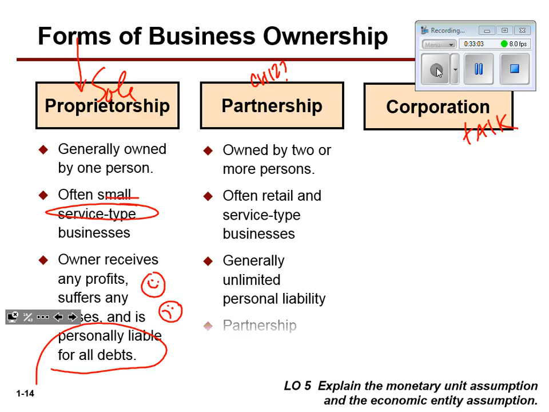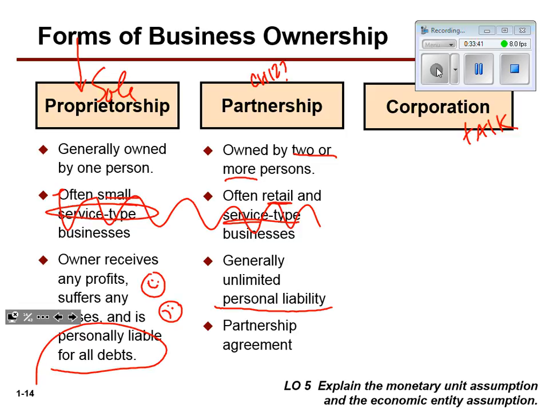Partnerships are owned by 2 or more. You can have a partnership with 5 partners, even though the word partnership makes it sound like 2. That's where you get more into the retail, but again, I don't even know if I like these. Businesses are service and retail. I don't know if I like those. There's generally unlimited personal liability. Now we're going to get into the very detailed types of partnerships in chapter 12. It's getting pretty complicated right here. I don't want to overwhelm you. I'll come back to that.